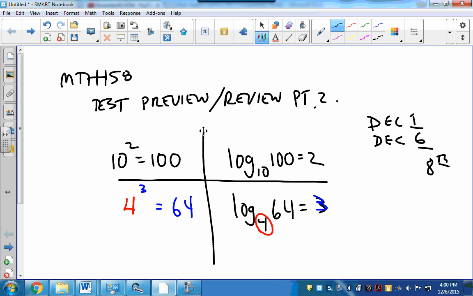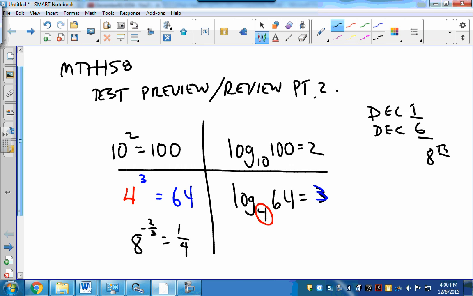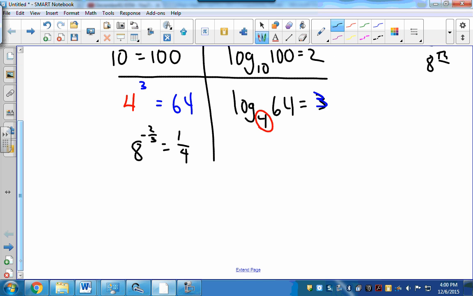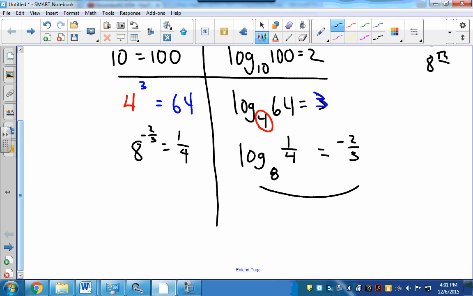If I gave you an exponential, 8 to the negative 2/3 power is 1/4, and hopefully you could verify that if you wanted to, but let's just translate it. Log, the base is 8. The logarithm itself is the exponent, so that's negative 2/3, and the argument here is 1/4. So these say the same thing.